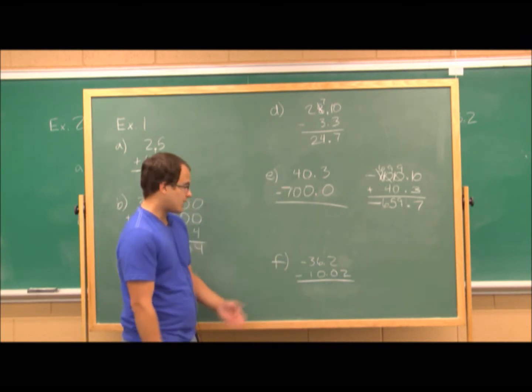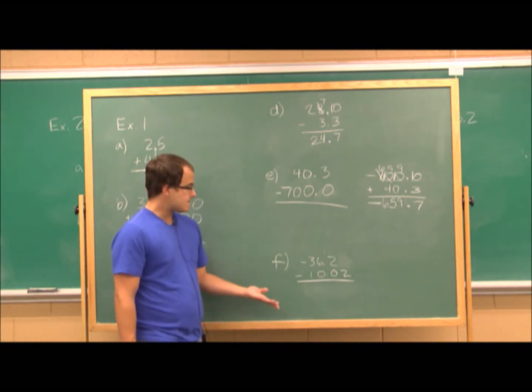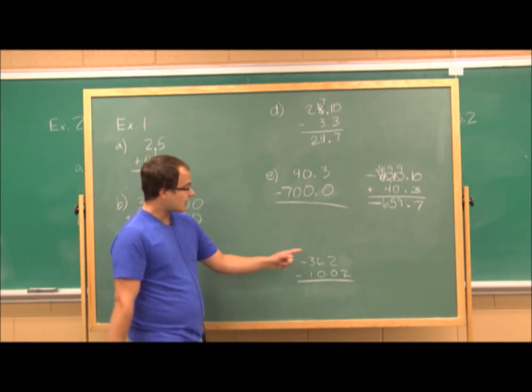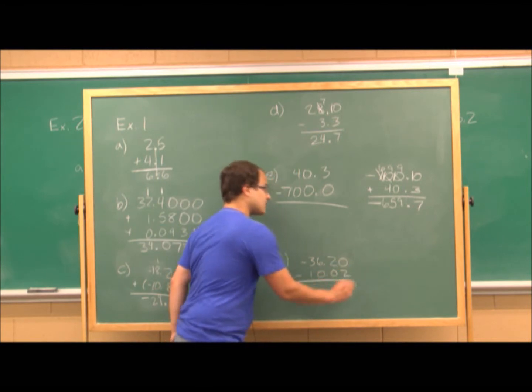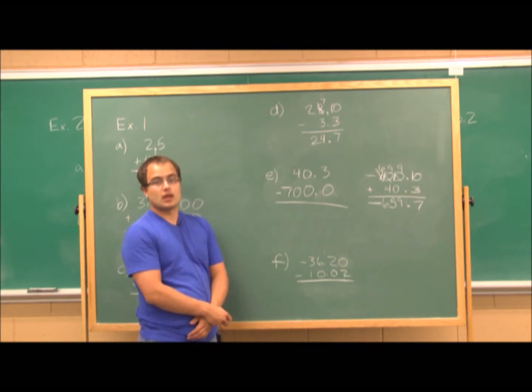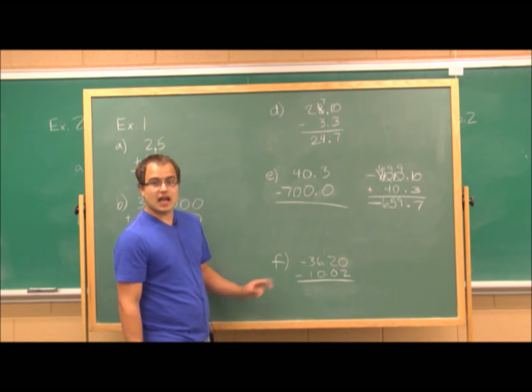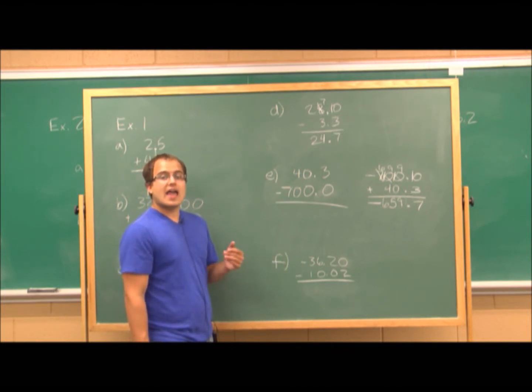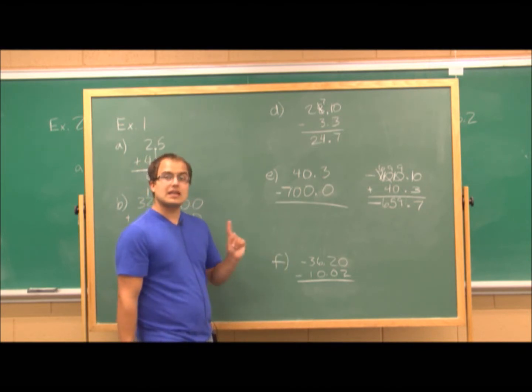Part F, we have negative 36.2 minus 10.02. I need to add a trailing 0 here so they have the same number of decimal places. Now, they are the same sign. They're both negative. So I have to add them together but keep the same sign.